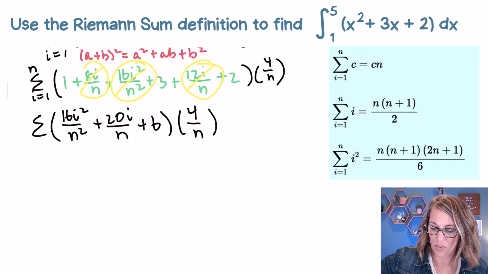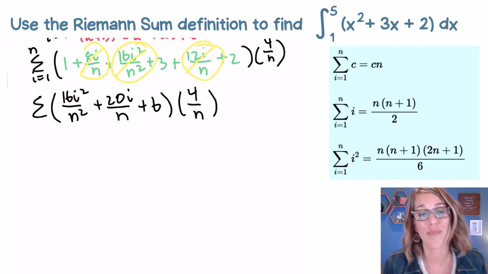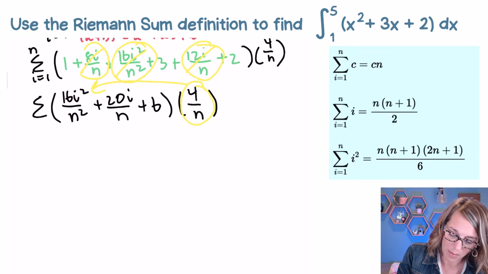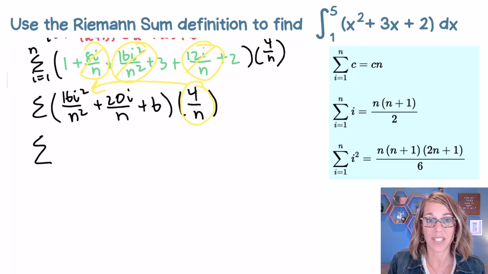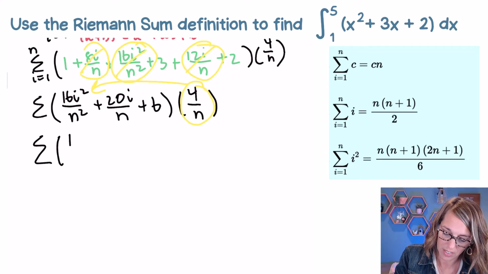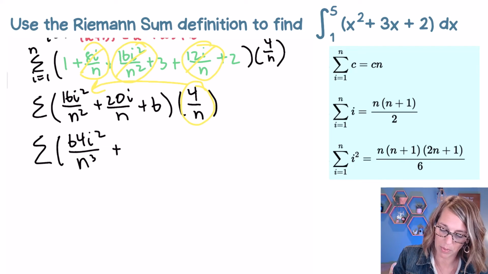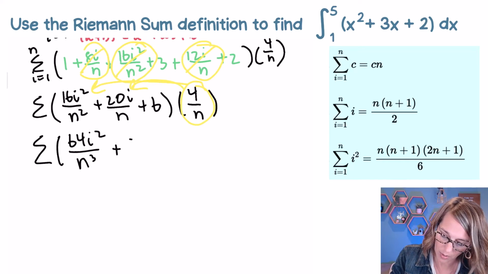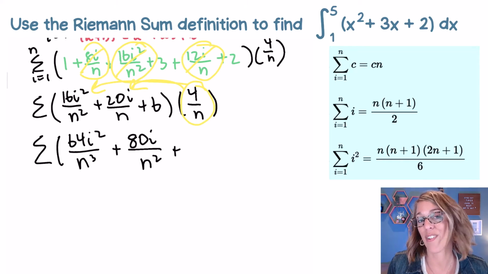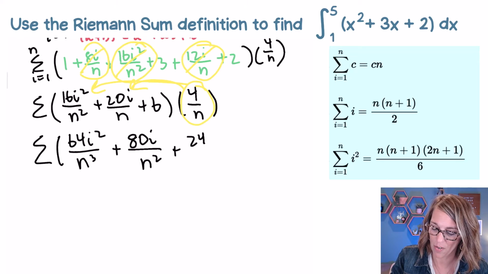All I've got left to do before I start to apply those formulas is to distribute the 4 over n through. So let's take that 4 over n and distribute that one. So in my summation, I'm going to do 4 over n times 16i squared over n squared. So that's going to give me 64i squared over n cubed. Plus, now I'm going to multiply it by the 20i over n. So that's going to give me 80i over n squared. And then finally, 4 over n times 6. So that's going to be 24 over n.